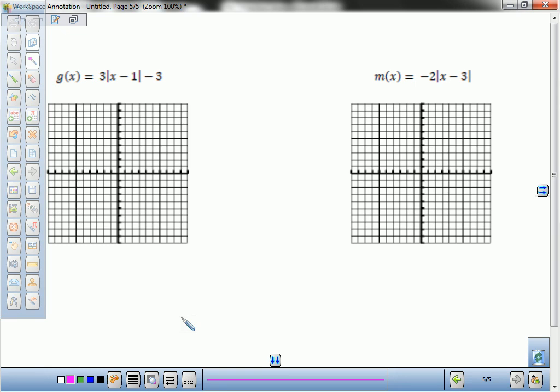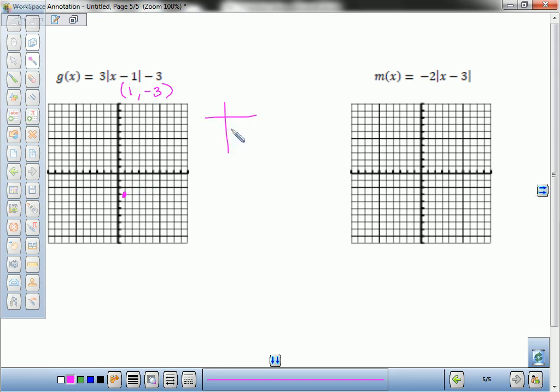Okay. So, hopefully everybody plotted the vertex at 1, -3. Opposites, same. Right 1, down 3. Opposite, same.